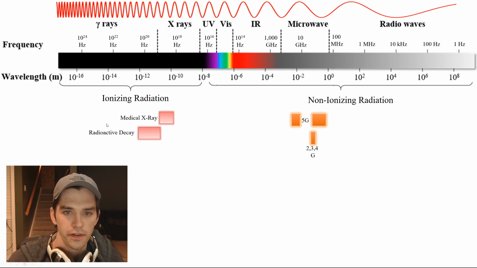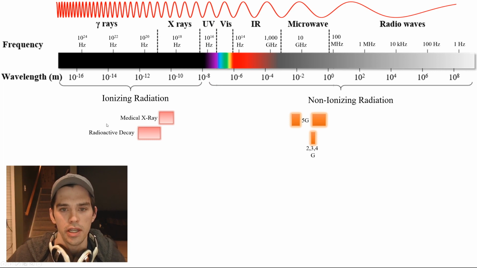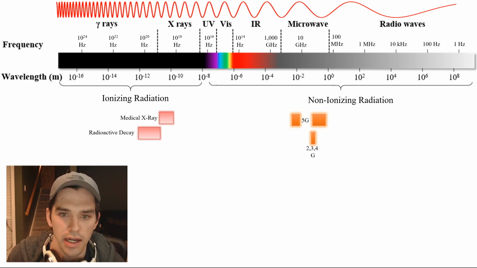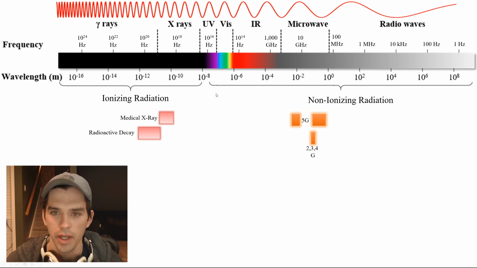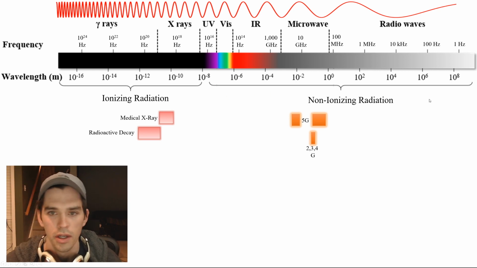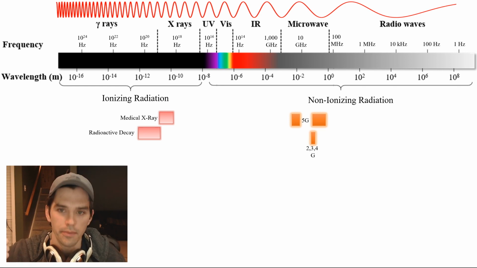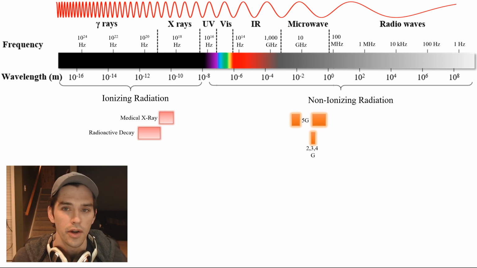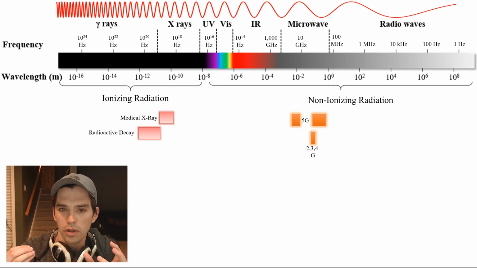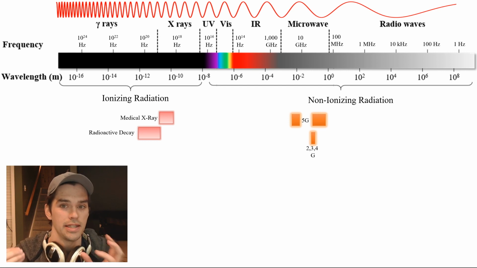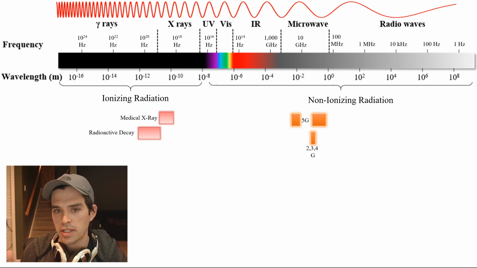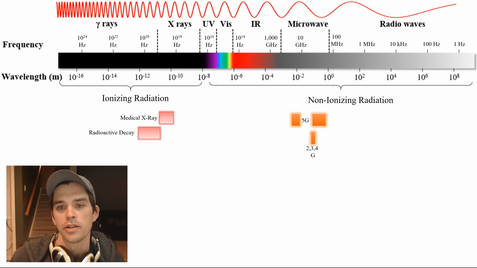UV light and above, a single photon has enough energy to break chemical bonds and to eject electrons off of atoms and turn them into ions. This can cause cellular damage, DNA damage, etc. Electromagnetic radiation in the visible region and below does not have enough energy. None of the photons are energetic enough to break chemical bonds or spit electrons off of atoms. Now, if an atom or a molecule gets hit by non-ionizing radiation, it can be absorbed and make it vibrate faster, which is what heat is. So non-ionizing radiation can still heat stuff up, but it cannot break chemical bonds or cause molecular damage.